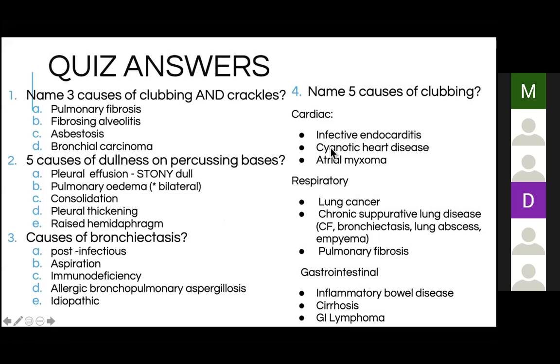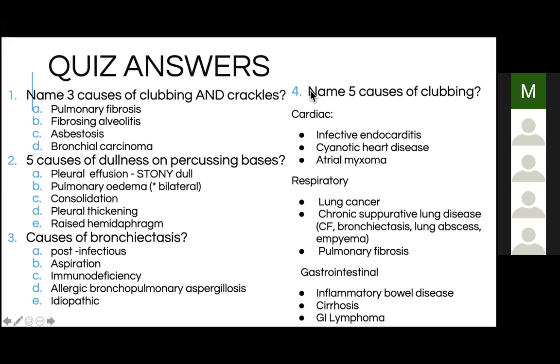Okay, here are the answers. So 3 causes of clubbing and crackles: pulmonary fibrosis, fibrosing alveolitis, asbestosis, bronchial carcinoma. I'm sure there are more, but these are the ones I could think of off the top of my head. 5 causes of dullness on percussing the bases: pleural effusion, remember that this will be stony dull and generally one-sided. Pulmonary edema would be bilateral. And then consolidation, pleural thickening, or raised hemidiaphragm.